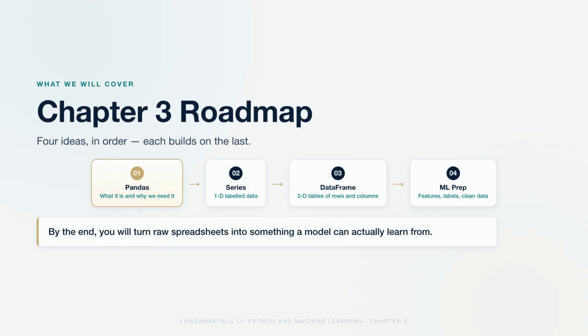This chapter focuses on three major ideas. First, we will discuss what pandas is and why it is useful. Second, we'll look at the pandas Series, which is a one-dimensional labeled data structure. Third, we will study the pandas DataFrame, which is one of the most important structures in data analysis and machine learning. By the end of this chapter, you should understand that a Series is like a single column of data, while a DataFrame is like a full database with rows and columns.